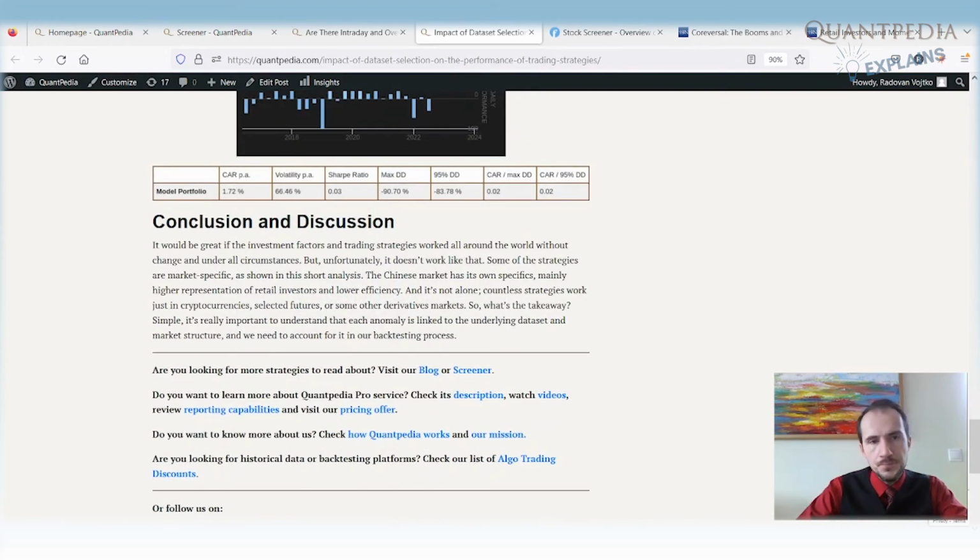What is our conclusion? It would be great if investment factors and trading strategies worked all around the world without change and under all circumstances, but it's not like that. Some of the strategies are very market specific, as we showed in this short analysis, and especially the Chinese market has its own specifics, with a high representation of retail investors and low efficiency. We cannot count on strategies to work the same way as they work in the US. So it is very important to pay attention when we have some anomaly. It is possible that it's only working in some local market because the local market has its own specifics.